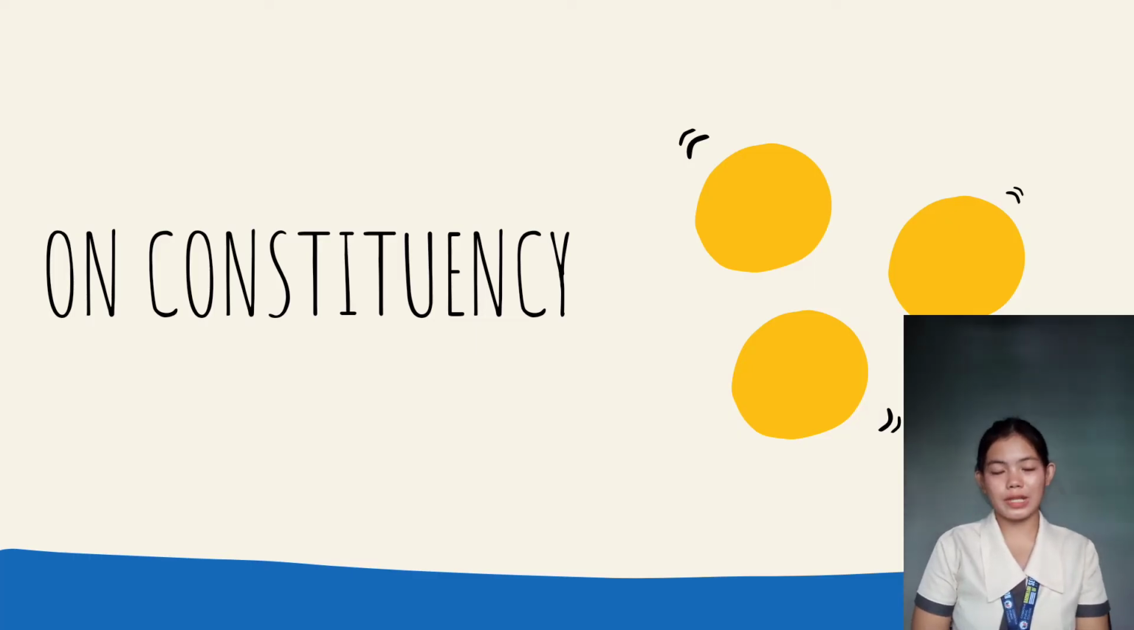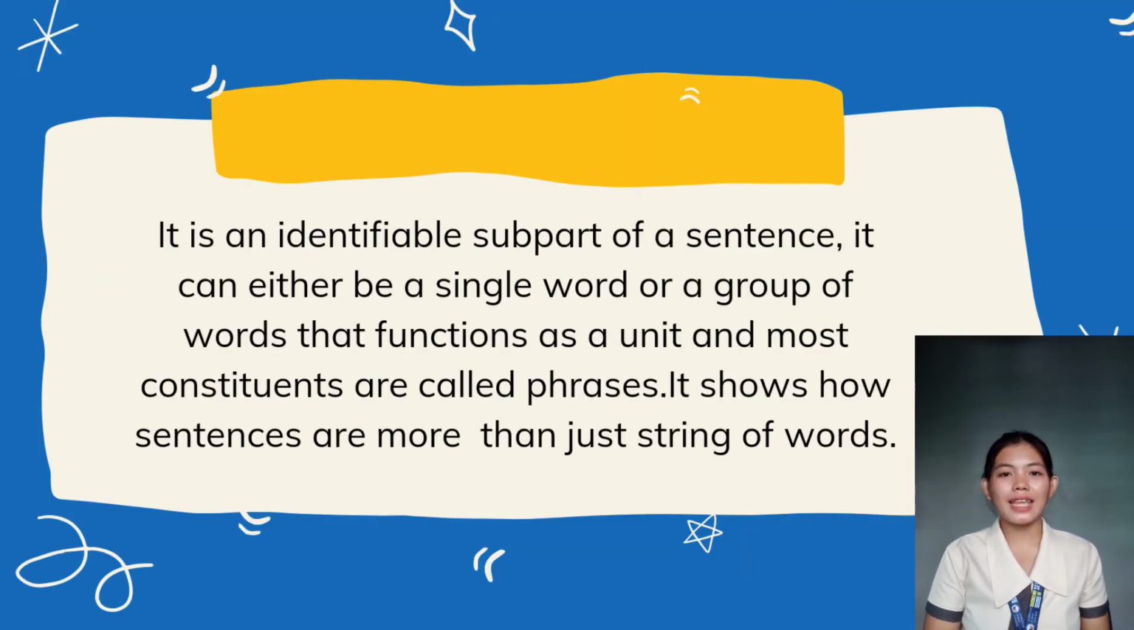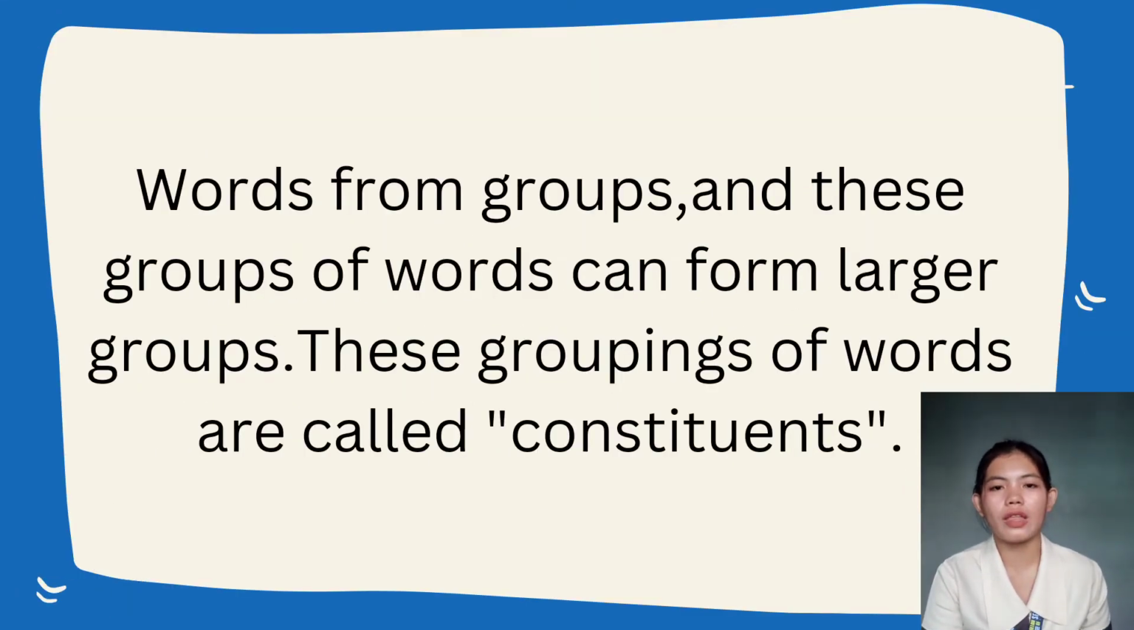On constituency, it is an identifiable subpart of a sentence. It can be a single word or a group of words that function as a unit, and most constituents are called phrases. It shows how sentences are more than just strings of words. Words form groups, and these groups of words can form larger groups. These groupings are called constituents.